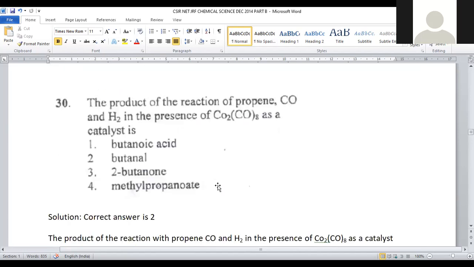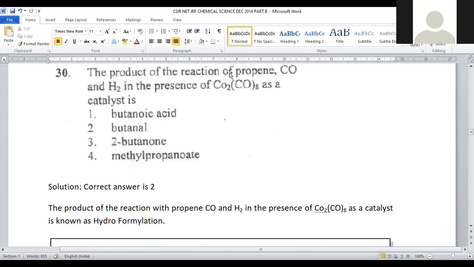Let us move on to question number 30. The product of the reaction of propene, carbon monoxide and hydrogen in the presence of Co2(CO)8 as a catalyst. This is a transition metal complex of cobalt. It is in dimer form, a dimer of a metal carbonyl compound. And what will be the product of this one?